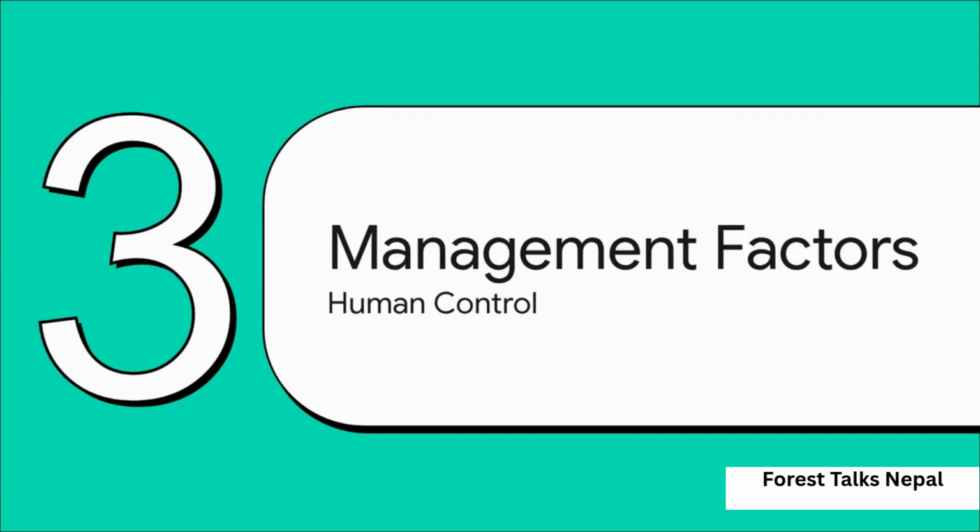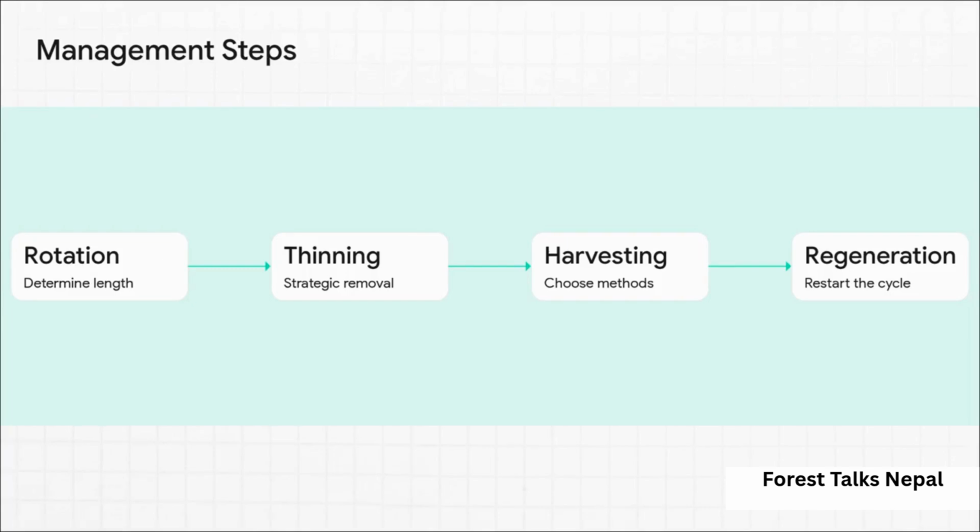Which naturally brings us to our third circle, number 3, management factors, the human control. So let me ask you, if you have great soil and the right tree species, is a high yield guaranteed? No way. Absolutely not. This is where foresters actively shape their portfolio strategy to maximize returns. Here we see the forester's sequential journey mapped out over time. Human decisions shape this entire life cycle.